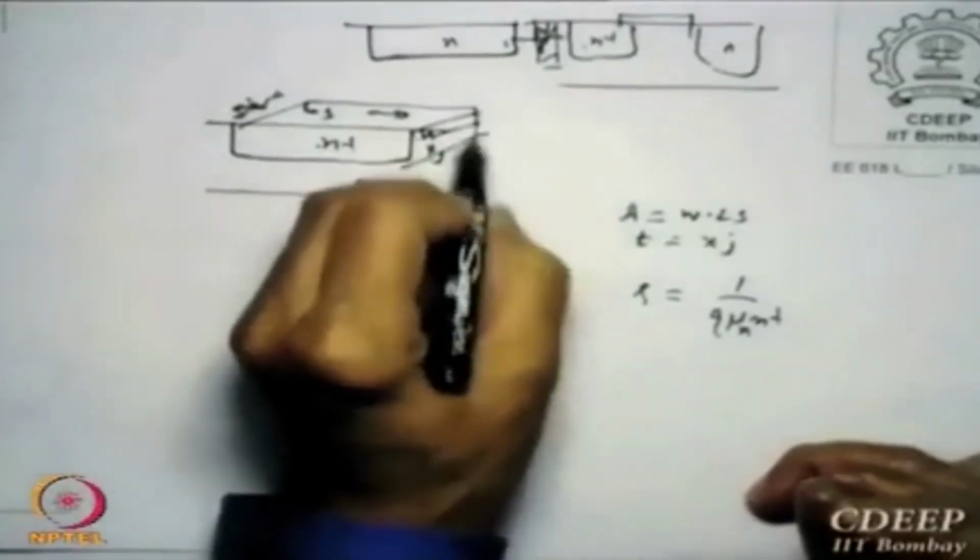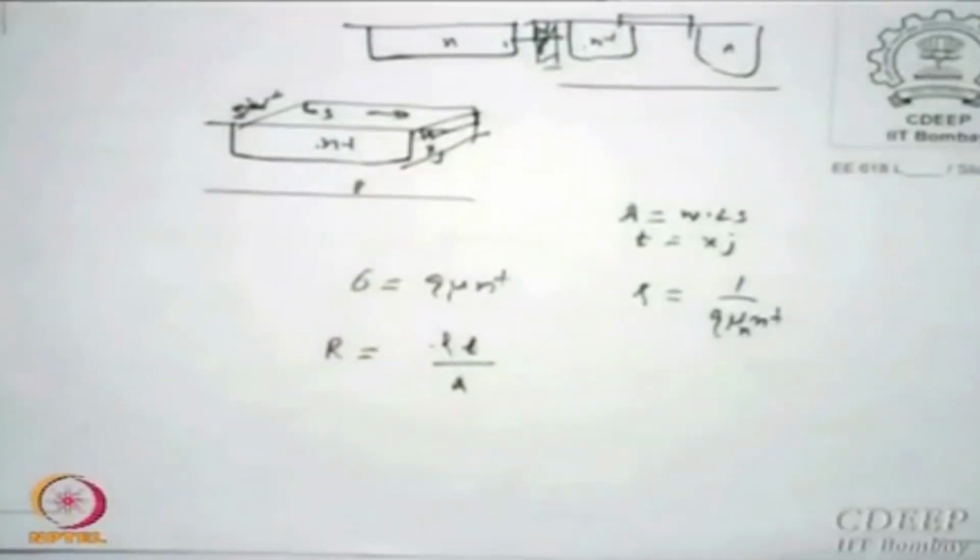This is a resistance, a bar of semiconductor with length, width and thickness, so rho by A. So I adjust the length, and the width is given by W, which is given to us. So I have a longer N region, or this decides my resistance.